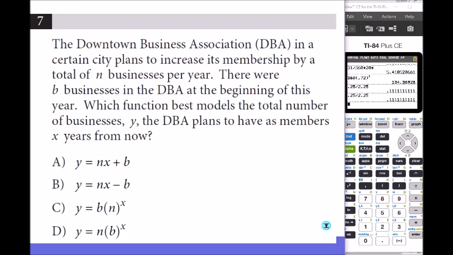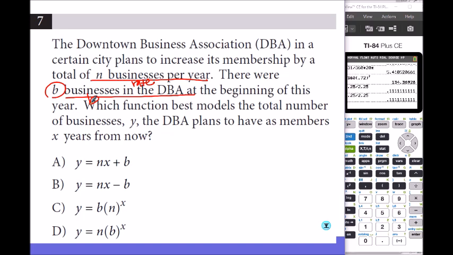The Downtown Business Association in a certain city plans to increase its membership by a total of N businesses per year. There were B businesses in the DBA. So here, per year, right? So this is a rate of change. And B was how much they started with. So it's the y-intercept, how much you start with.